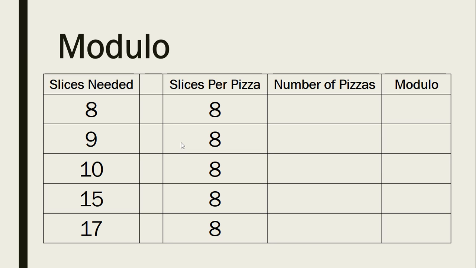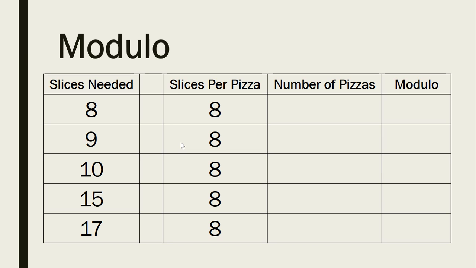All right, next one, slices needed, 9. So I need 9 slices. How many pizzas do I need? Don't say 1.1, because we have to order whole pizzas. So in this case, it's 2. I need 2 whole pizzas to get there. And the modulo is going to be 1, because I need one whole pizza and then one more. All right, what about 10? You can probably start to see the trend here. I need 2 whole pizzas to fulfill this order. And what's the modulo? Well, the modulo is going to be 2.